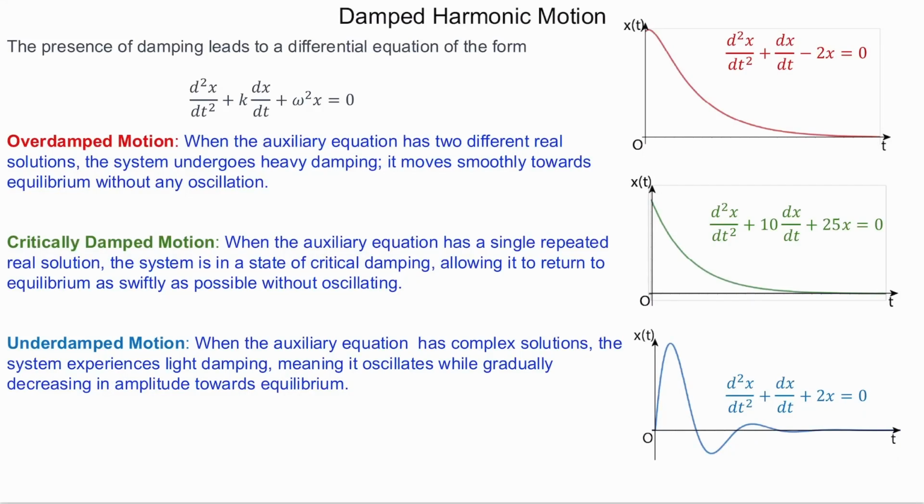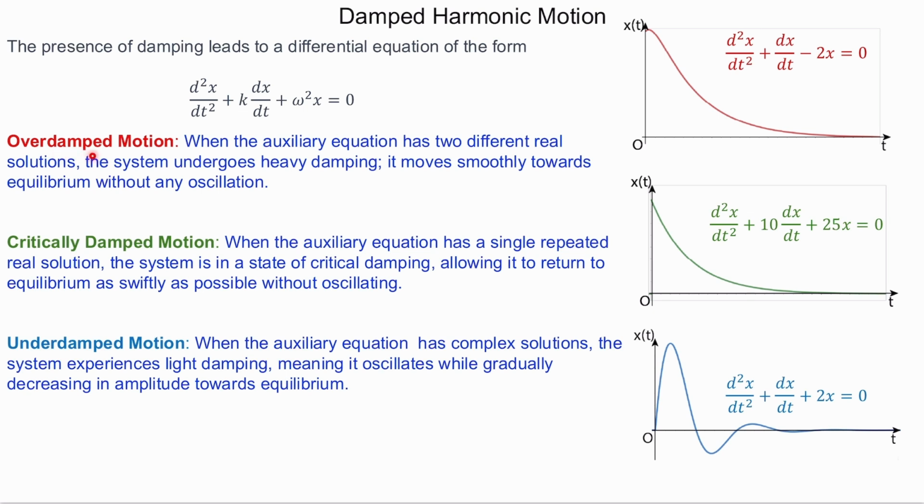Hi everybody. So in this video, we're going to look at damped harmonic motion. The presence of damping leads to a differential equation of a form where we have an acceleration, a velocity, and a displacement term equal to zero. And there's three types of damping: overdamped motion, critically damped motion, and underdamped motion. We'll talk about how a differential equation can give rise to either of these types of damping.